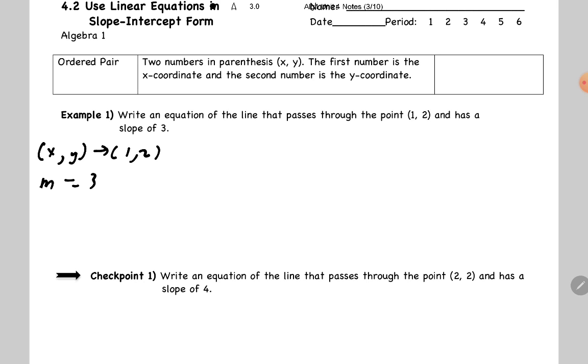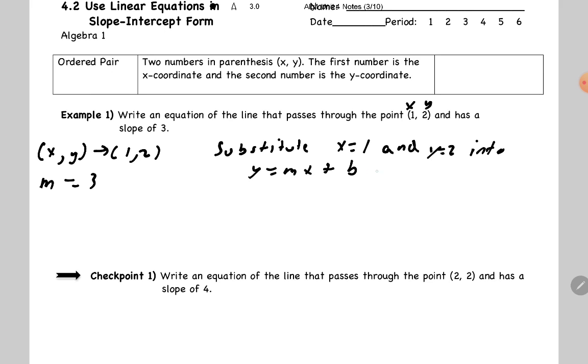Okay, what we're going to do is substitute x equals 1. So we're going to be substituting our ordered pair into the equation. So for my x value, that's going to be equal to 1, and my y value, well, that's equal to 2 because of our point. Our point is 1 comma 2, so that's where my x and y come from. We're going to substitute this into the y equals mx plus b equation. Okay, and we're doing this to find our b value.